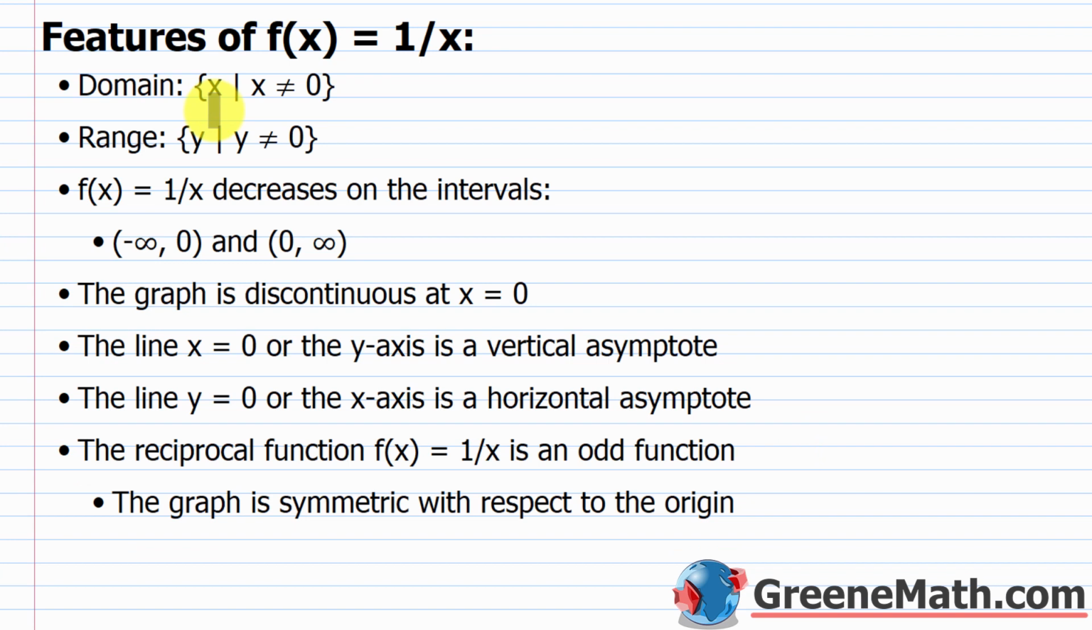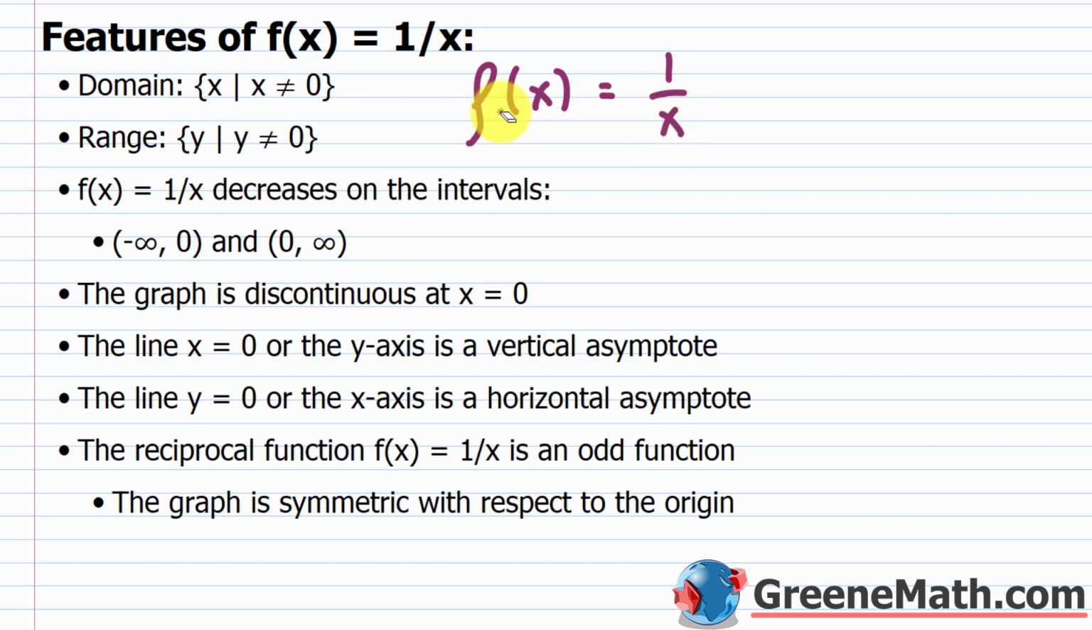The domain is the set of all x such that x is not equal to 0. Again, what did we talk about earlier when we talked about the domain? Well, it's all real numbers except for those that make the denominator 0. How can I make the denominator 0 here? Well, I would just plug in a 0. So I would have to exclude 0 from the domain, but anything else is okay.